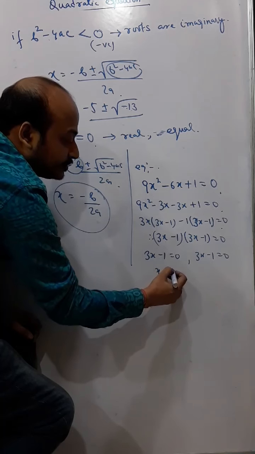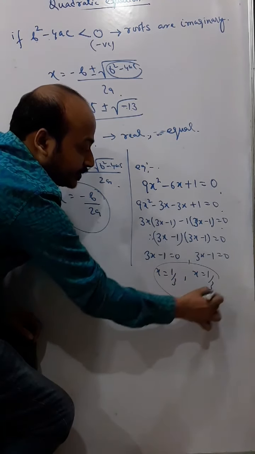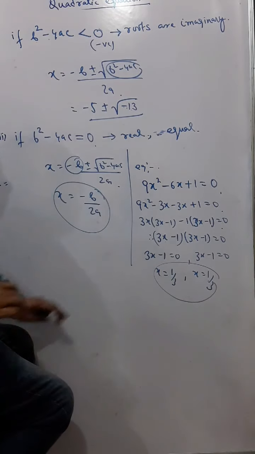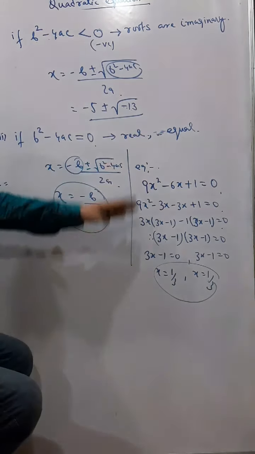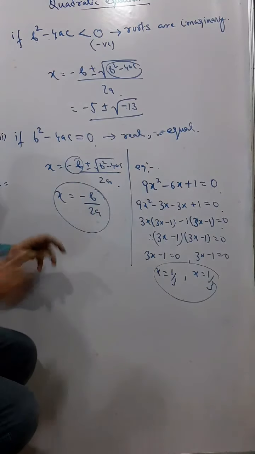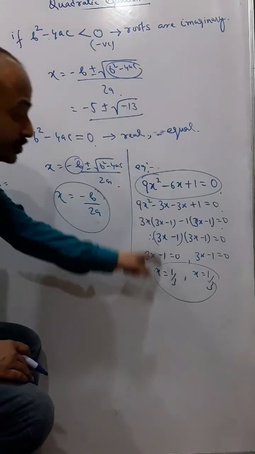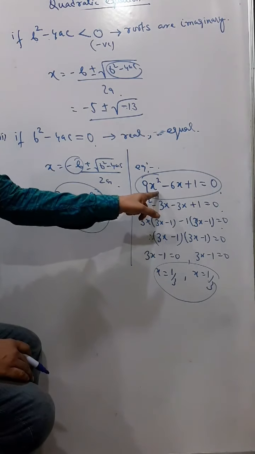What you got? x equals 1 by 3 and x equals 1 by 3. So we say it is equal roots. You don't have to solve to find the nature of the roots. I am just giving you an example to explain. So this quadratic equation has equal roots. Now, without solving, how can we understand the nature of roots?